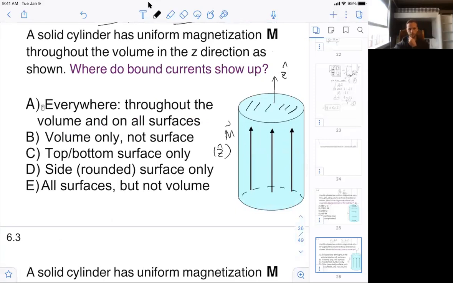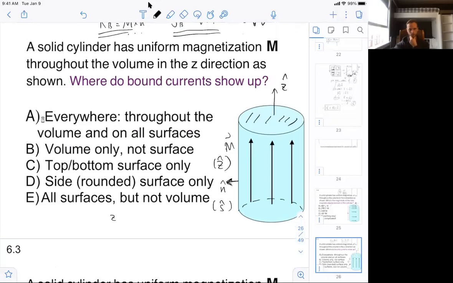So there's also the side surface. For the cylinder, the barrel, the side surface is n hat. How do we describe this direction? R hat or s hat. Yes, s hat. Very good. So what will we have if we use z hat, which is m, cross s hat? You'll get 1, sorry, 1 times the sine of theta.